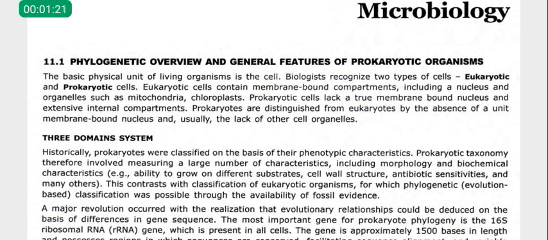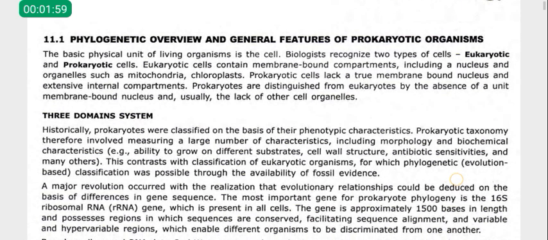The basic physical unit of living organisms is a cell. Biologists organize and recognize two types of cells: eukaryotic and prokaryotic cells. Eukaryotic cells contain membrane-bound compartments including a nucleus and organelles such as mitochondria and chloroplasts. Prokaryotic cells lack a true membrane-bound nucleus and extensive internal compartments. Prokaryotes are distinguished from eukaryotes by the absence of a unit membrane-bound nucleus and usually the lack of other cell organelles. Three-domain system is there.